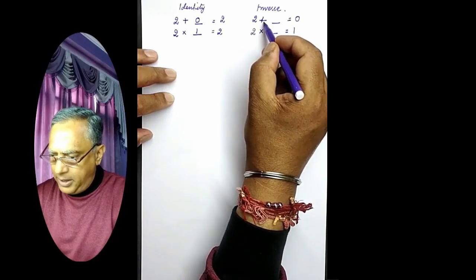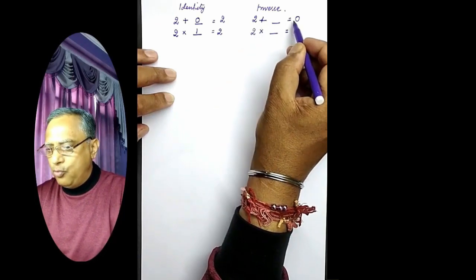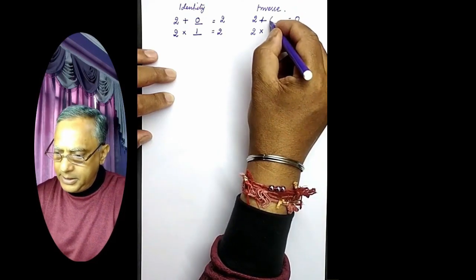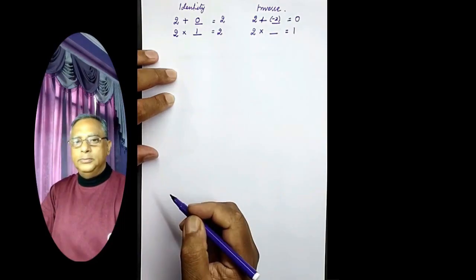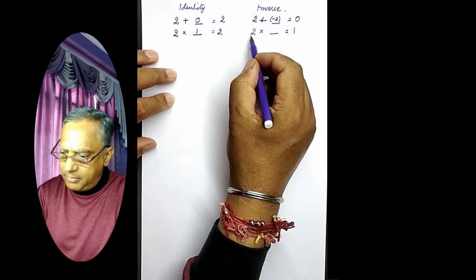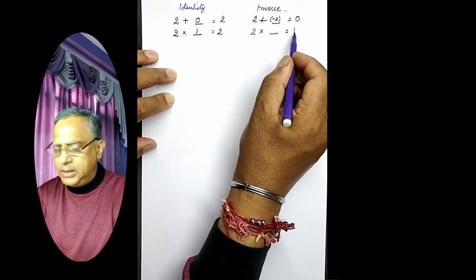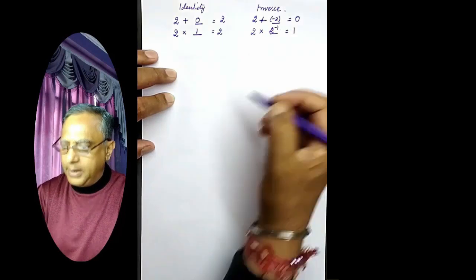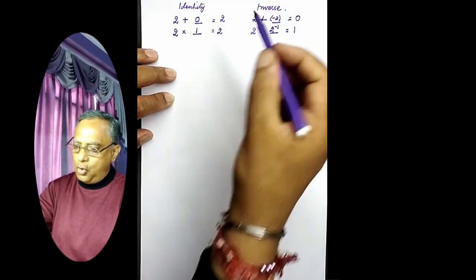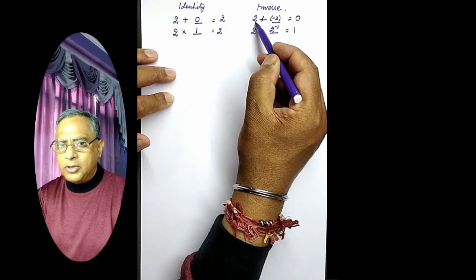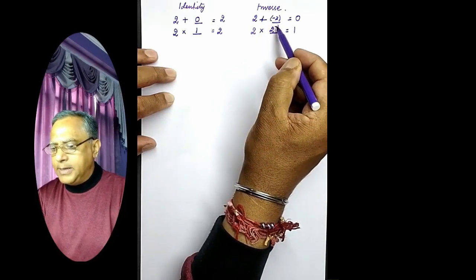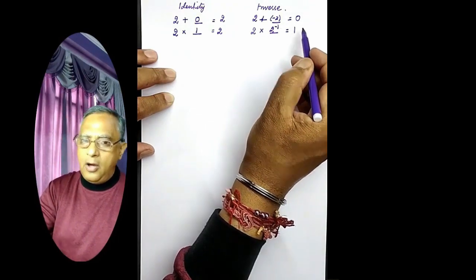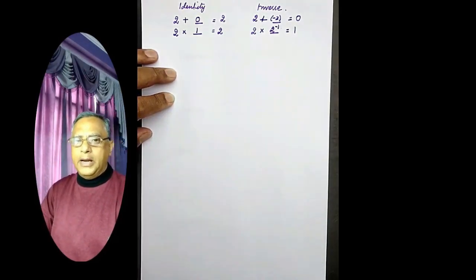So what is that number which, when added to 2, will give us the additive identity? That number is minus 2. What is that number which, multiplied with 2, gives us 1? That number is 2 to the power of minus 1. So minus 2 is the additive inverse of 2, and 2 to the power of minus 1 is the multiplicative inverse of 2. Now I come to the matrices.